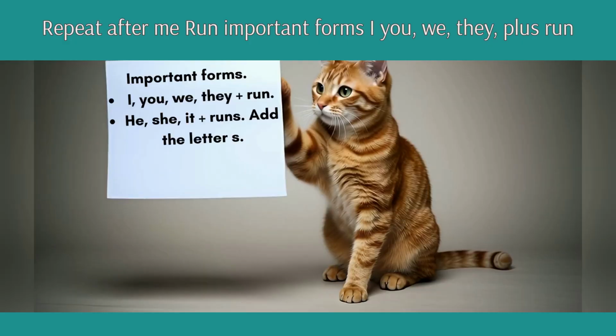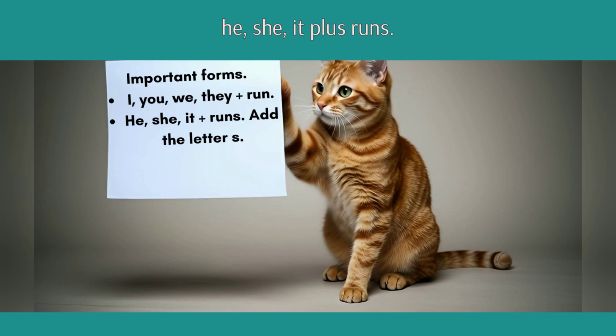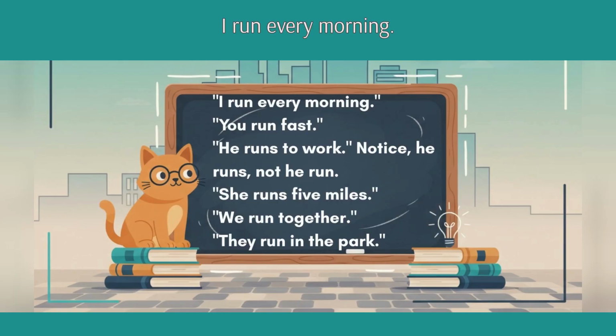Important forms: I, you, we, they, plus run. He, she, it plus runs. Add the letter S. Examples: I run every morning. You run fast. He runs to work. Notice, he runs, not he run. She runs 5 miles. We run together. They run in the park.